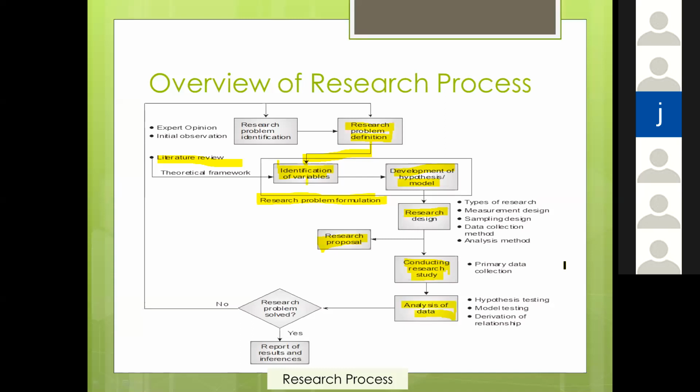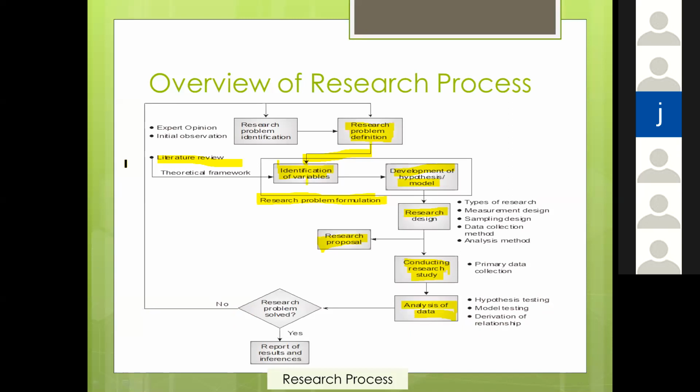And here, analyzing the data will involve model testing, derivation of relationships, hypothesis testing. So all this analysis will be in this particular phase. And if your problem is solved, you have to report your results and the inferences. And if it is not solved, you have to go back to your research problem, because my results and inferences were not matching what I was aiming at, or my objectives are not being fulfilled.